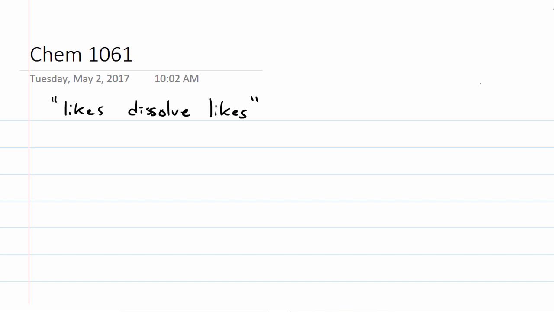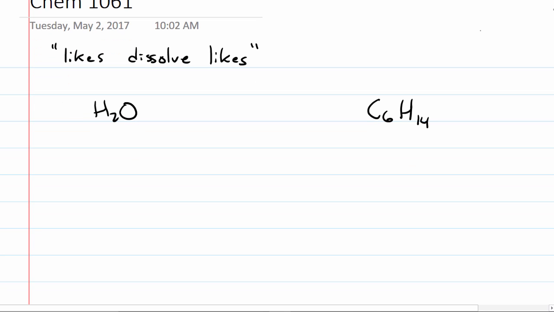So the two substances I have up here are some hexane and some water. Let's look at them, hexane and water. Water is H2O, hexane is C6H14. Go ahead and write out the Lewis diagram for each one of these, and then determine whether these molecules are polar or nonpolar.